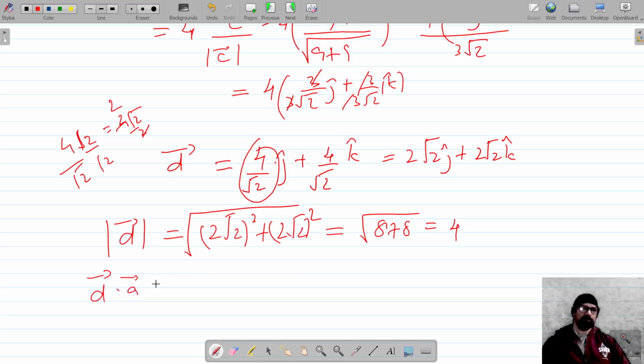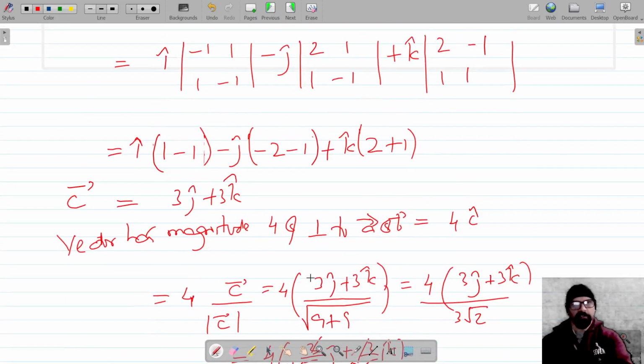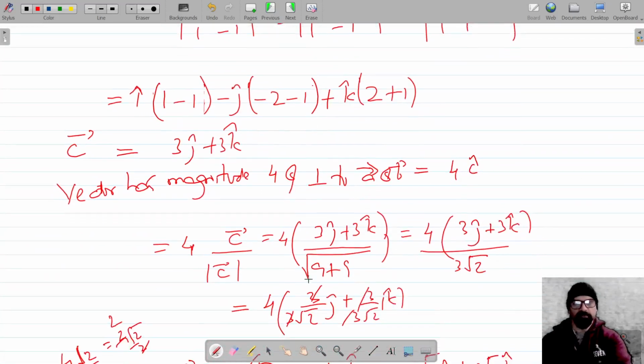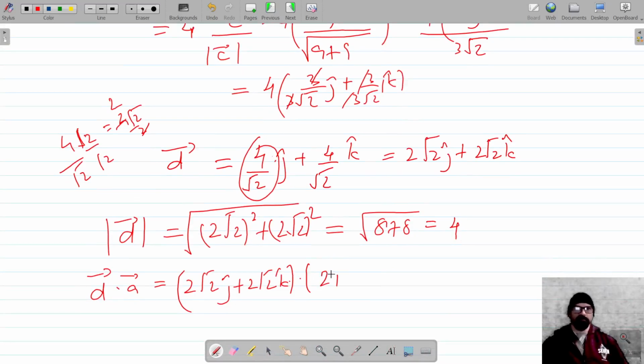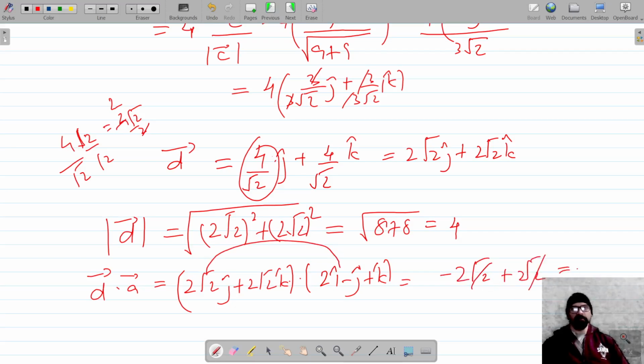Now let's make sure that this vector is perpendicular. So let's find out the dot product of D with A. So this is 2 root 2 j cap plus 2 root 2 k cap, dot product with A. And A vector was 2i cap minus j cap plus k cap. So if I find its dot product, this is negative 2 root 2 plus 2 root 2, which is equal to 0. So that means this D vector, which has magnitude 4, is perpendicular to A vector.